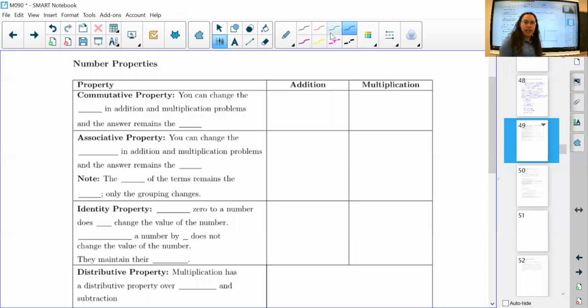All right, page 49, number properties. So the commutative property says you can change the order in addition and multiplication problems. The answer stays the same.